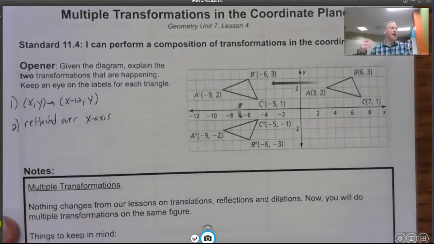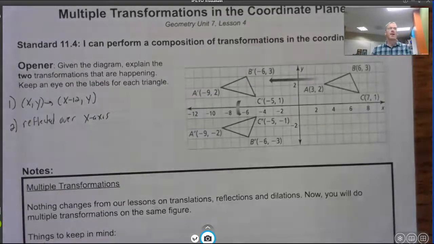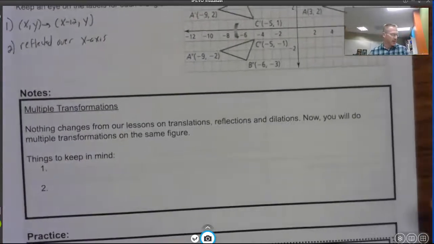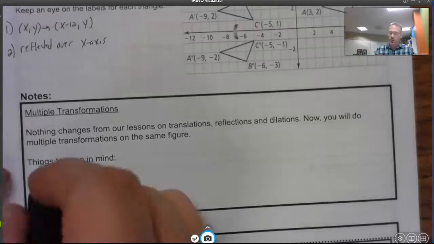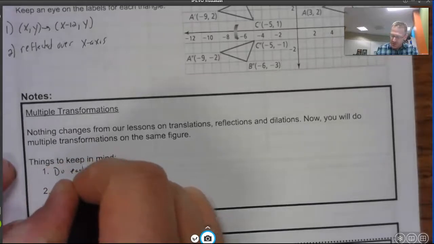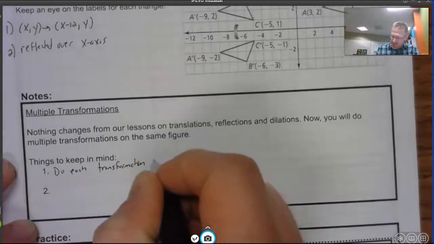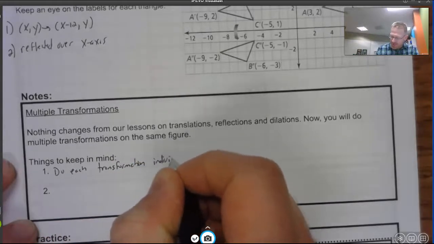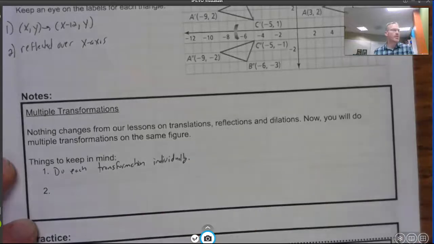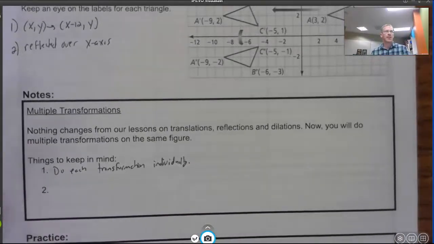And so that's what our composition of transformations will be, right? We're going to perform some combination of a reflection, translation, dilation in the coordinate plane. All right, now to help you with this, a couple of things to keep in mind here. So the first thing is, right, do each transformation individually. So you really want to think of these as separate problems, right? So do the first problem, all right? And then take on and do the next part of the problem. So just do that and you'll be fine.